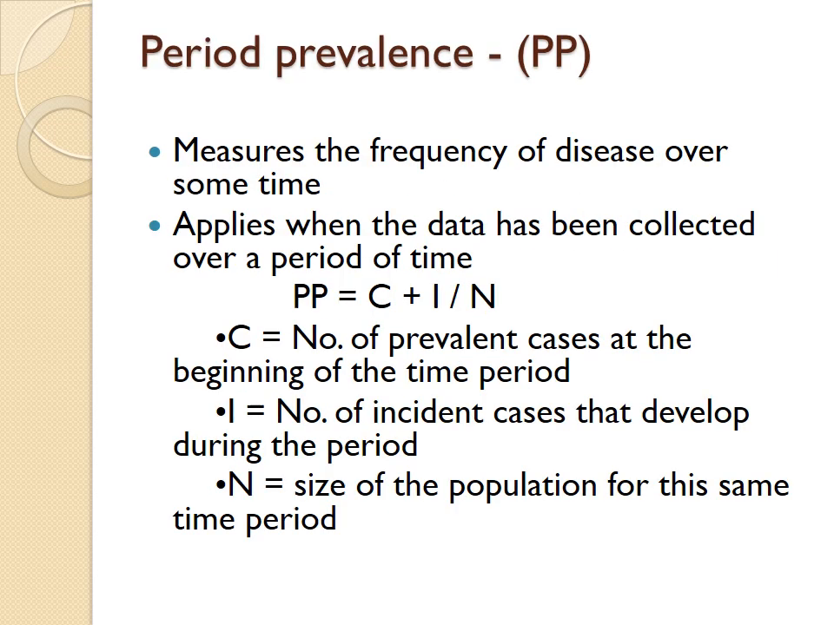So what is period prevalence? It measures the frequency of disease over a period of time, not at a given point of time. So it applies when the data has been collected over a period of time. Period prevalence can be given by the formula CPP equals C plus I divided by N, where C is the number of prevalent cases at the beginning of the time period, I is the number of incident cases that develop during the period, and N is the size of the population for the same time period. So it includes the prevalent cases as well as the incident cases.